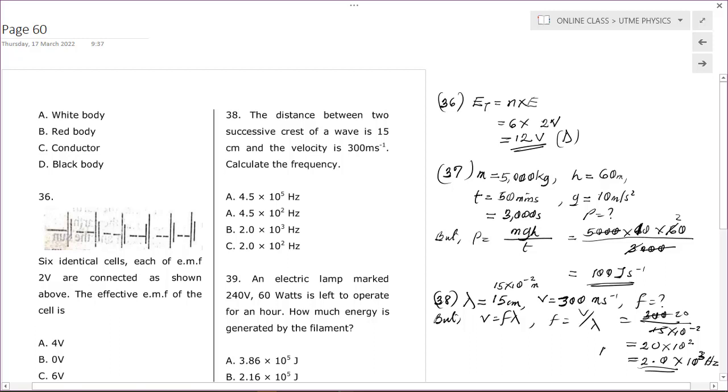The options are A, B, B, so it should be C in this case now. Now let's go to number 39.